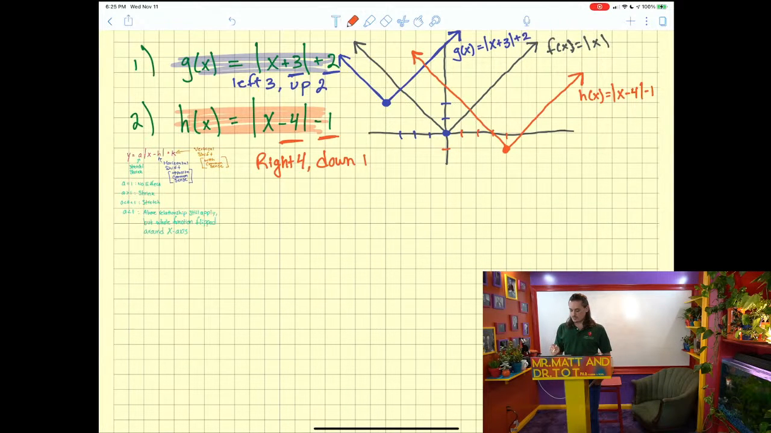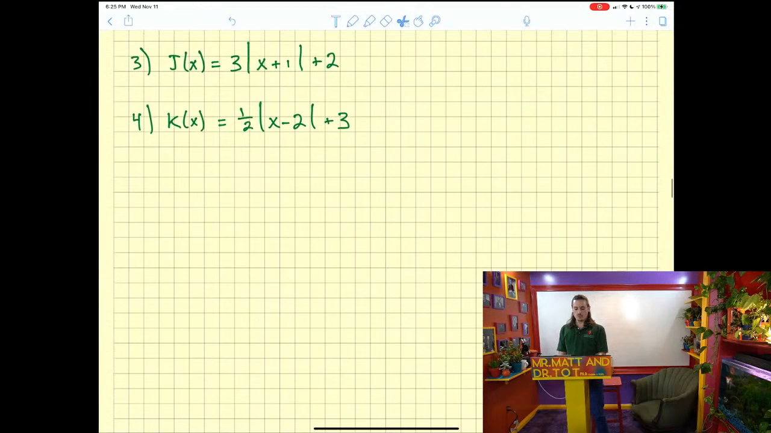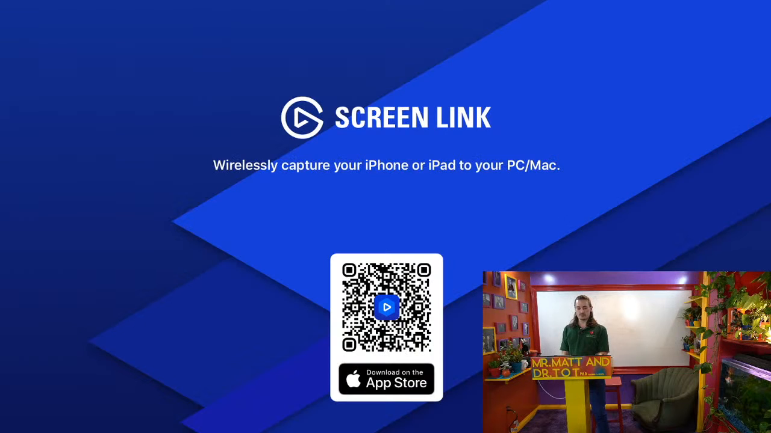Otherwise, let's look at numbers 3 and 4. Number 3 asks you to plot j of x equals 3 times the quantity absolute value of x plus 1, quantity plus 2. Number 4 is k of x equals 1/2 times the quantity absolute value of x minus 2, quantity plus 3.